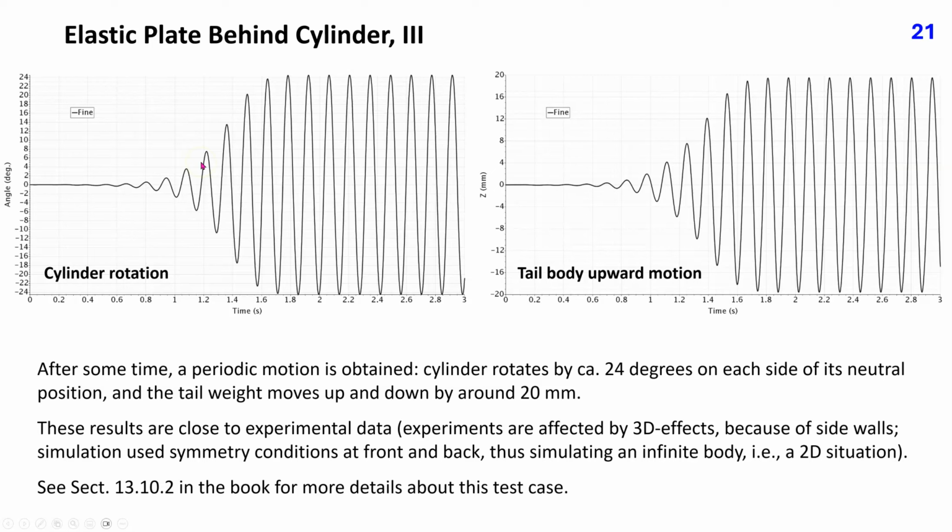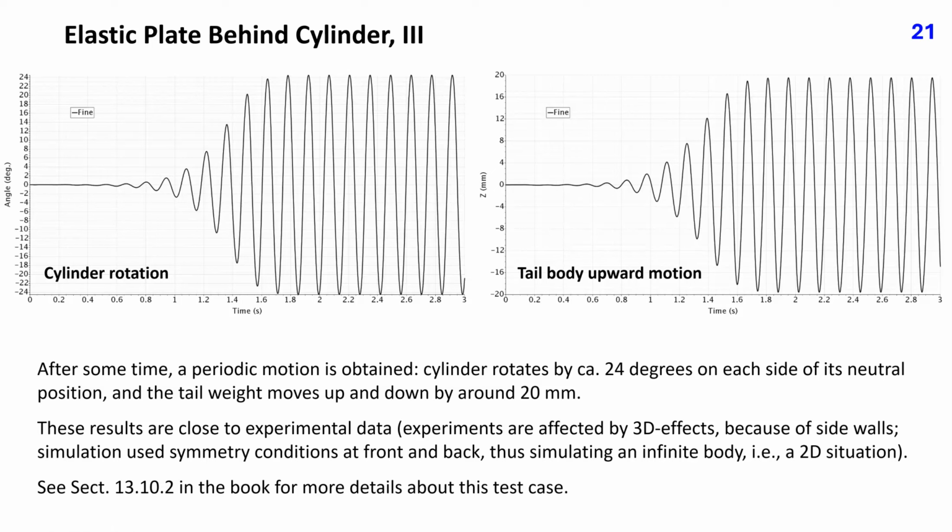These two plots show the variation of cylinder rotation and sideways motion of the weight. The cylinder rotates by about 24 degrees on each side of its neutral position, and the tail weight moves sideways by around 20 millimeters to each side. The period of these oscillations is around 0.141 seconds. These results are close to experimental data.